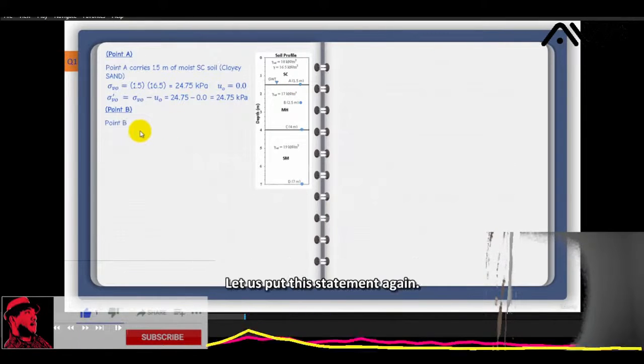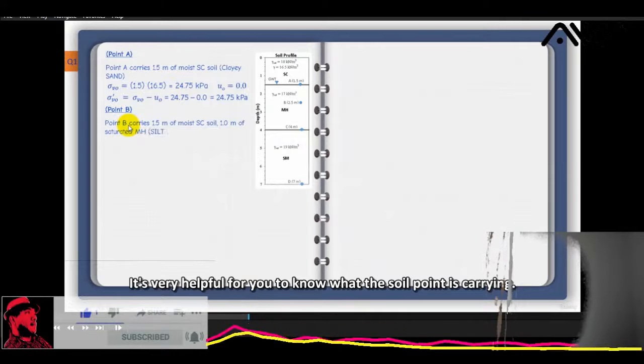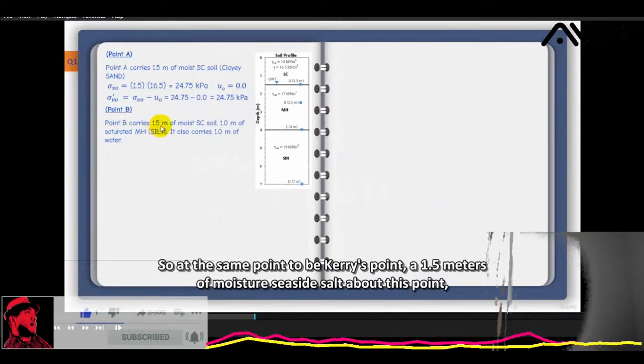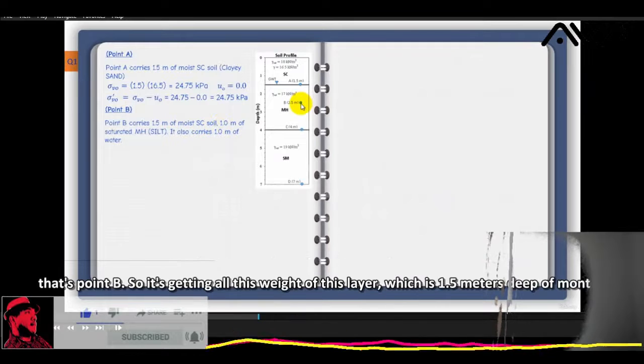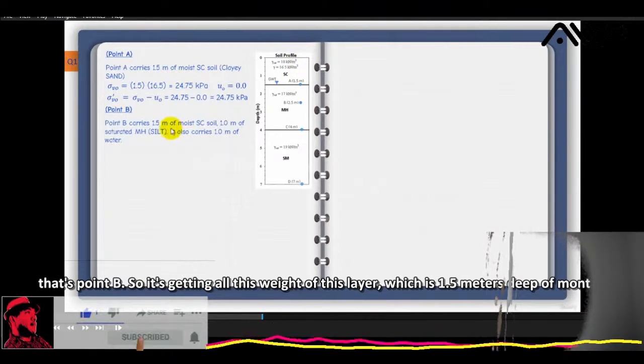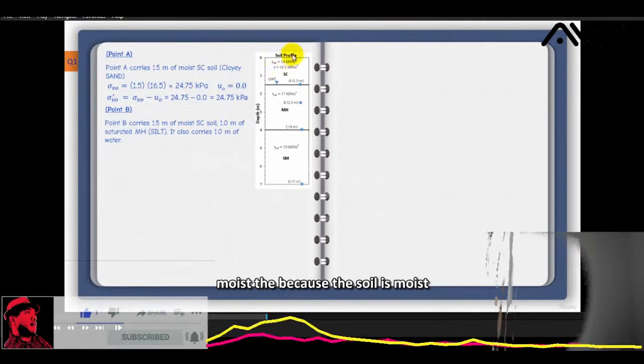Point B, let us put this statement. Again, it's very helpful for you to know what the soil point is carrying. So we're saying point B carries 1.5 meter of moist SC soil. So I'll talk about this point, that's point B. It's carrying all the weight of this layer, which is 1.5 meter deep of moist SC, because the soil is moist.